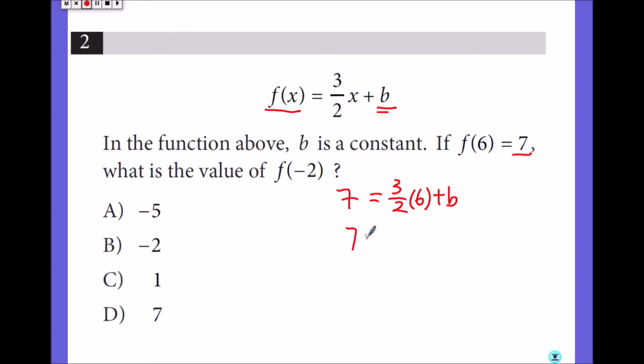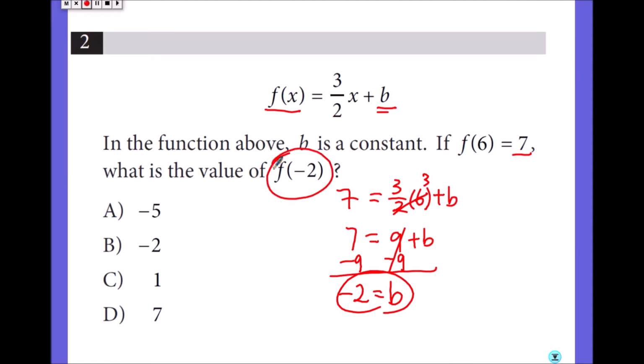So 7 equals 3 times 3, 9, plus b. Subtract 9 from both sides. I get negative 2 equals b. But remember, that's not the question. It's asking, what is your f value if your x is negative 2? So now you do 3 over 2, x is negative 2, and b is minus 2. So I get negative 3 minus 2, which is negative 5.